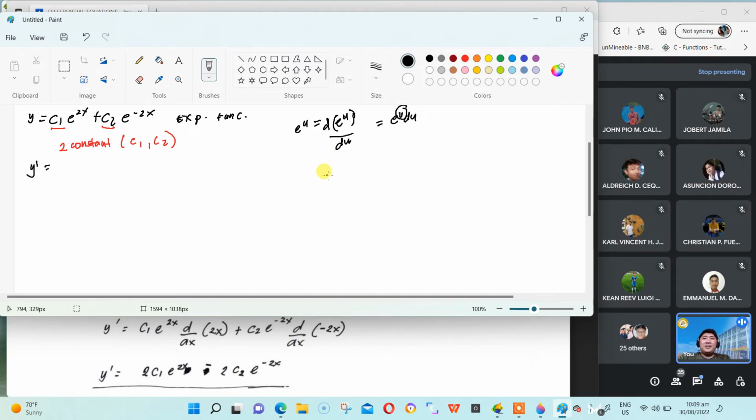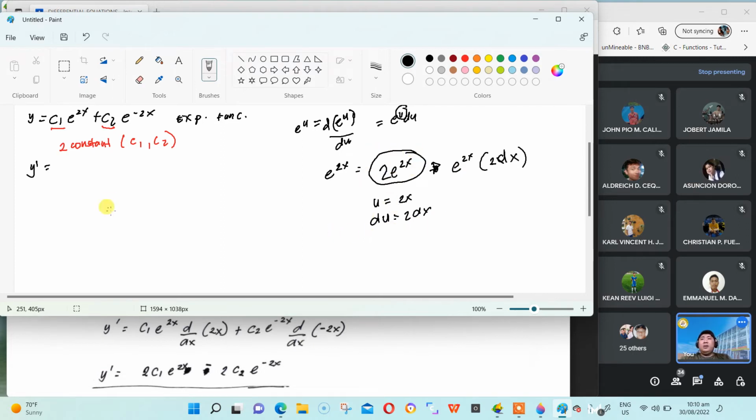Okay, let's try. The derivative of e to the 2x will give you 2e to the 2x, because your u is 2x. When you derive that one, you have 2 dx. To balance, you have 2 e raised to the power of 2x. So, this is the derivative.